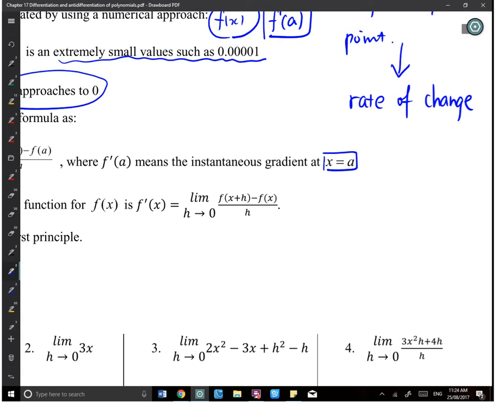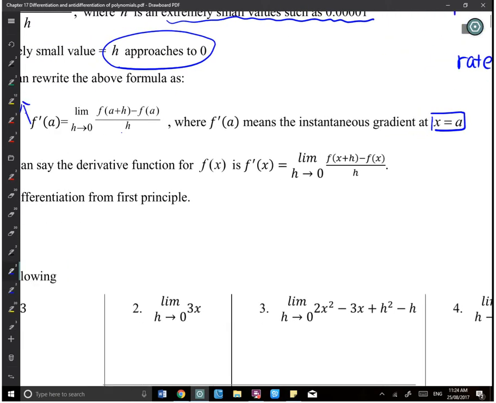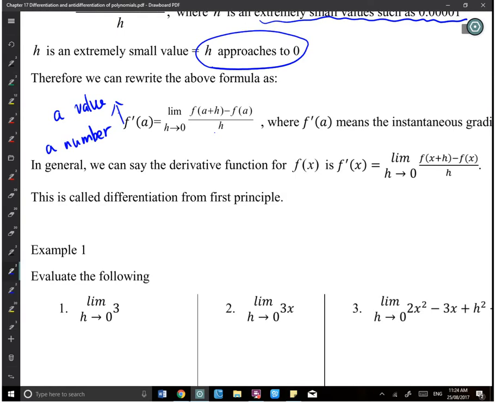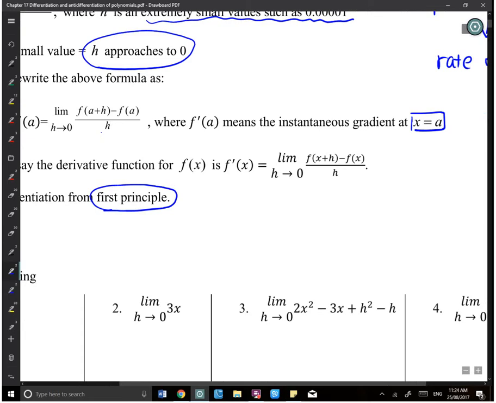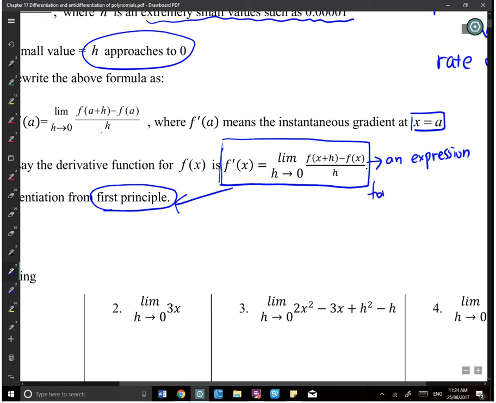If we extend this a little bit more, we have something called first principles. This is something really important. What is first principles? That's this line here. That is called first principles. Why? This gives you an expression for the derivative, so it's in terms of x.